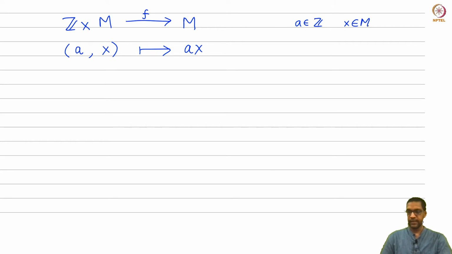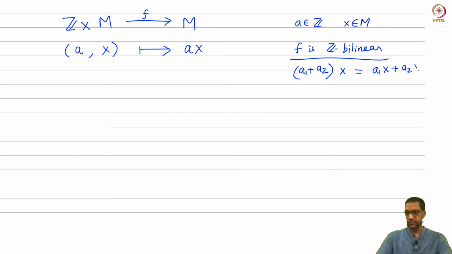Okay, M is a Z module, so I know what scalar multiplication by an integer means. Now observe that F is bilinear. F is in fact a Z bilinear map. It's easy to check because that's just the module property. If I take a sum of two scalars, I get this, or if I keep the scalar fixed and take a sum of two module elements, I get this. Good, so I have a Z bilinear map.